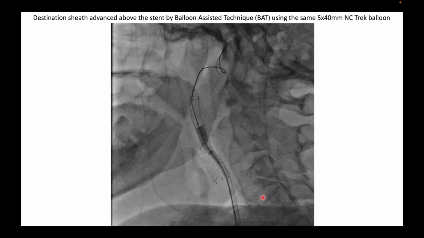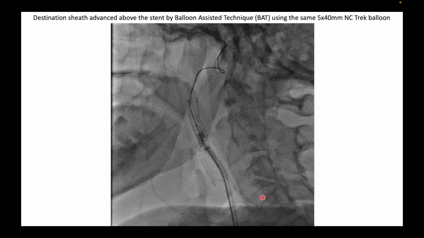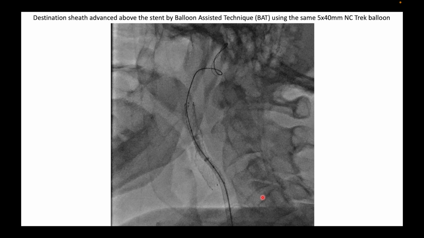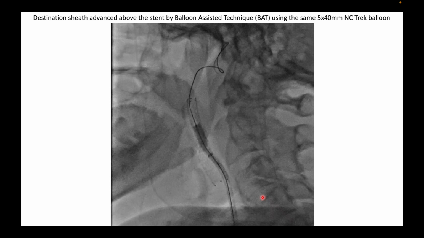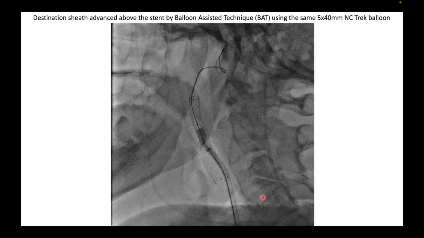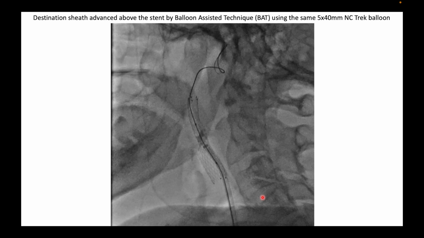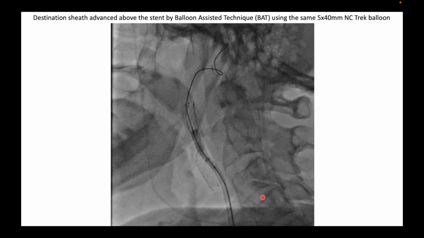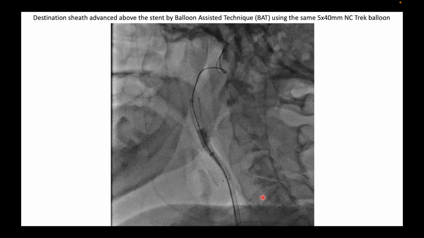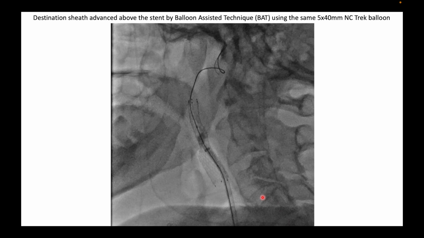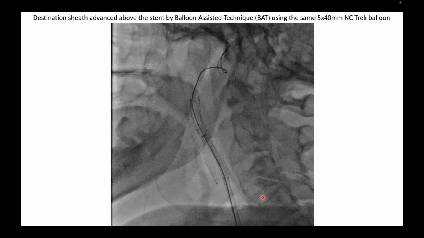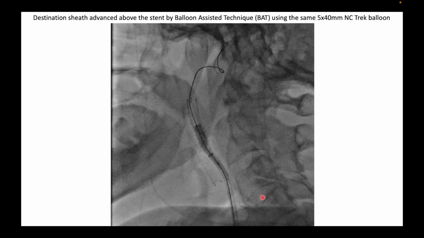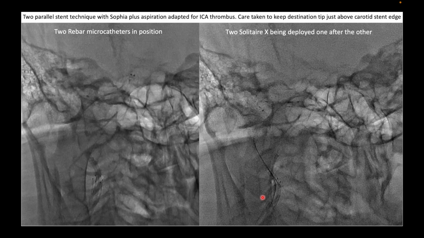Therefore, we again took an 035 wire. We tried to safely take the sheath above the stent. It was a little difficult and challenging. Therefore, we used the BAT technique, that is the balloon assisted technique. We used the same 5 by 20 millimeter NC Trek balloon, and on top of it, this Destination sheath was slid over it while the balloon was deflating, and the guide sheath was taken above the level of the carotid stent.